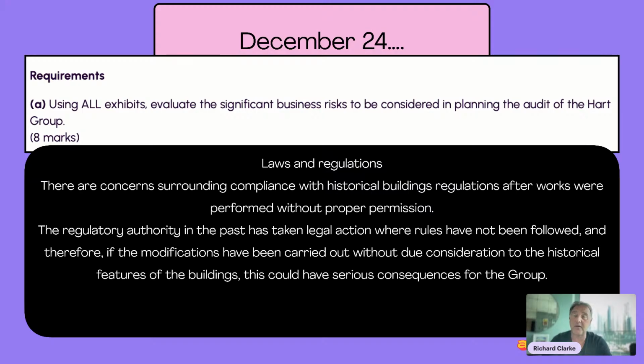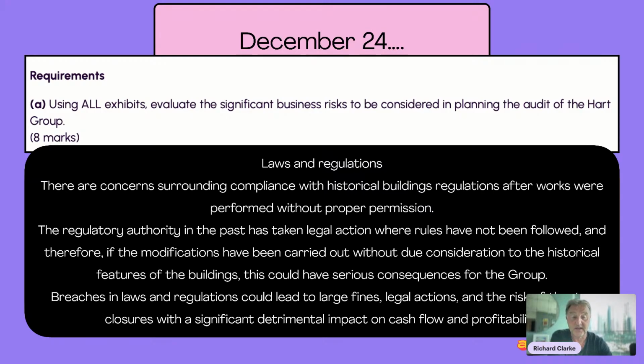By the way, if you do get a business risk where it says that we've mitigated against the risk, it's not a significant risk then. Here, we've tried to mitigate against it, haven't we? We've gone for permission after the event. But anyway, the regulatory authority in the past has taken legal action where rules have not been followed. And therefore, if the modifications have been carried out without due consideration to the historical features of the buildings, which is what the permission was for, it could have serious consequences for the group.